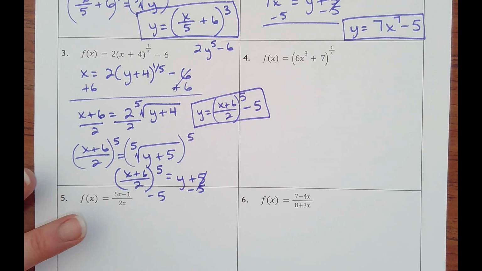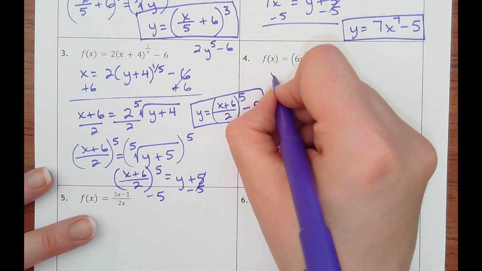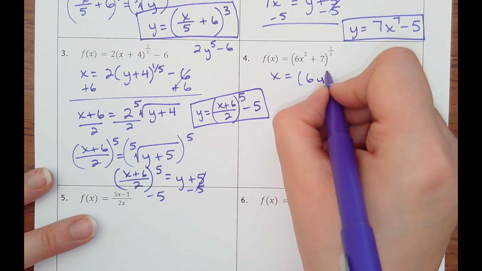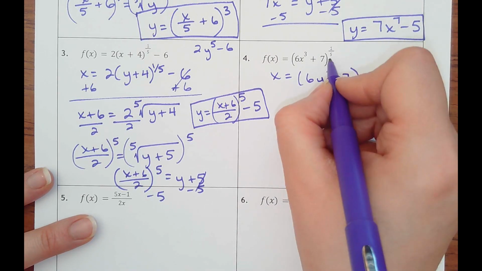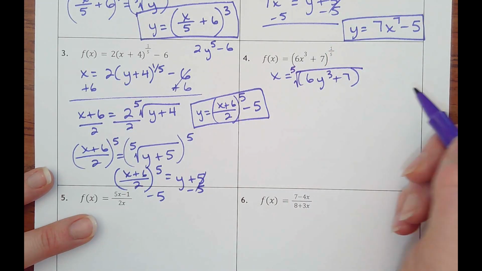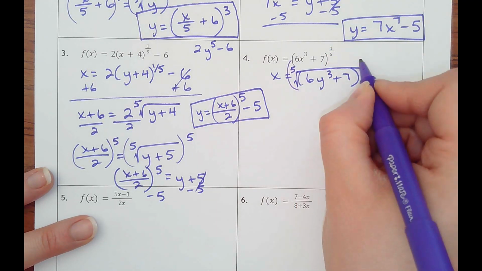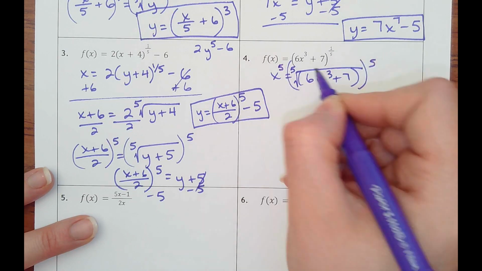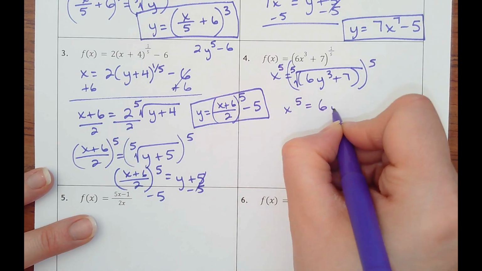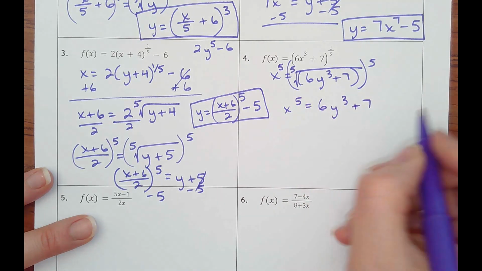Okay, last one like these. I would have x equals 6y cubed plus 7. I think again I'm going to go ahead and just make all this be the 5th root. Since it's all under this, I need to take it to the 5th power. So I get x to the 5th equals 6y cubed plus 7.